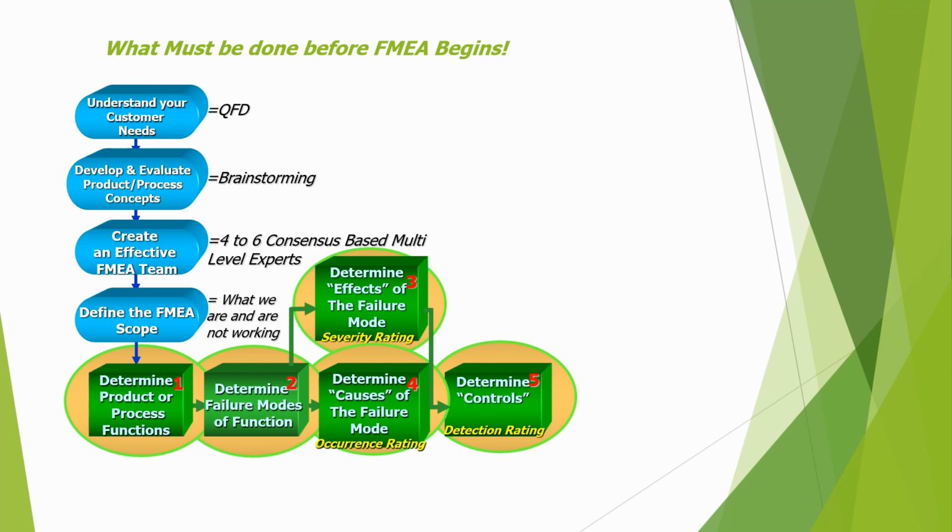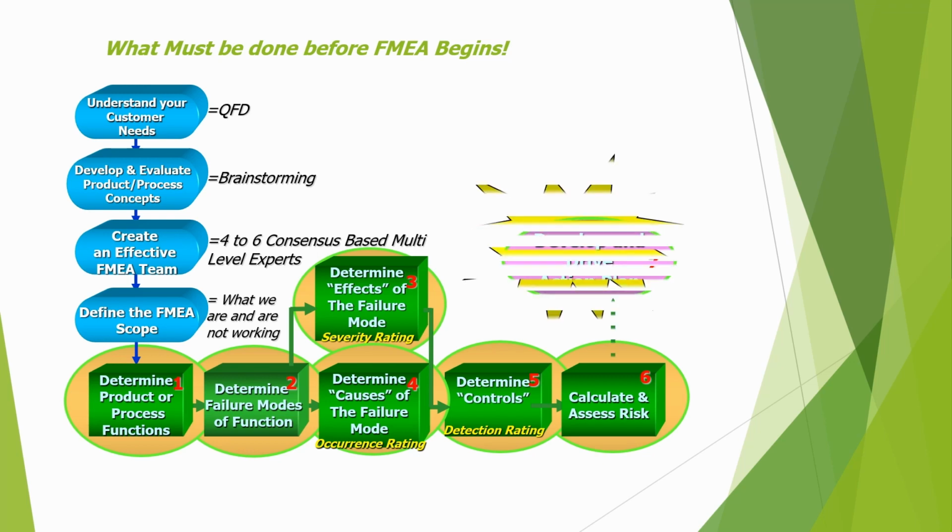Calculate and assess risk. Calculate the risk priority number, RPN, for each failure mode by multiplying severity, occurrence, and detection ratings. RPN helps to prioritize which failure modes to address first based on their overall risk levels.